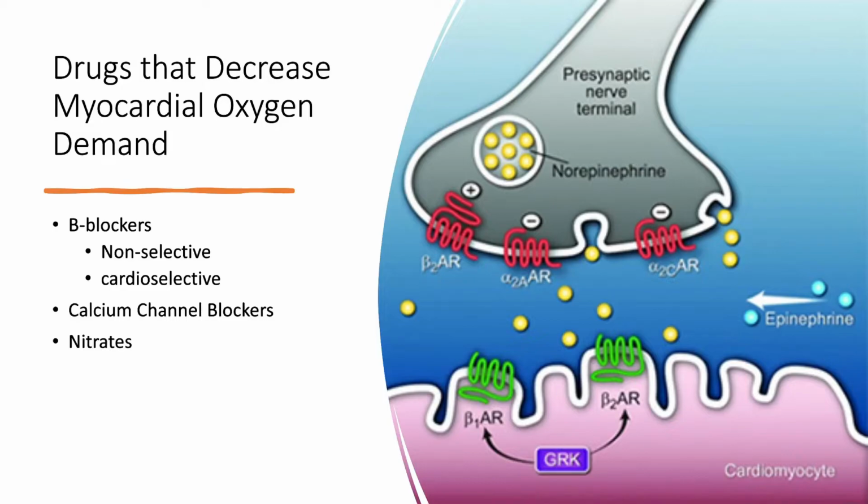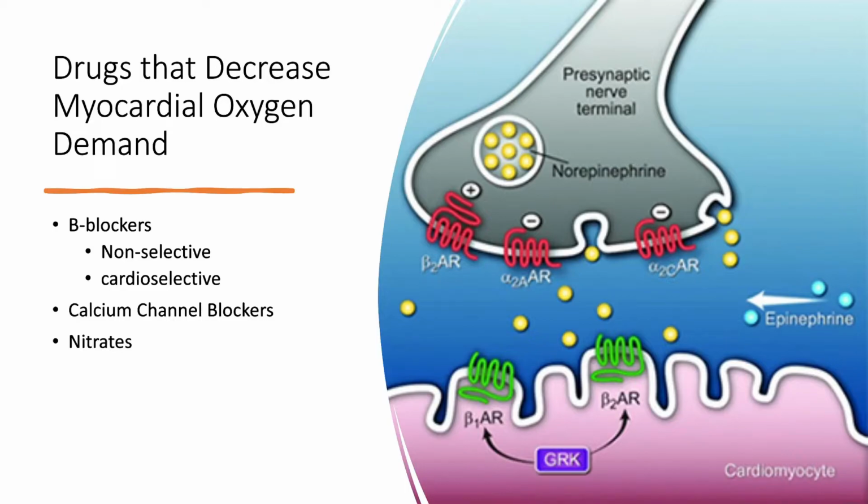So blocking these receptors blocks that type of response, or more specifically, it blocks a lot of the things that we're trying to avoid in an ischemic event. It blocks increased heart rate and it blocks increased blood pressure. So that's good. It decreases myocardial oxygen demand by decreasing heart rate, by decreasing blood pressure, by lowering your rate pressure product.